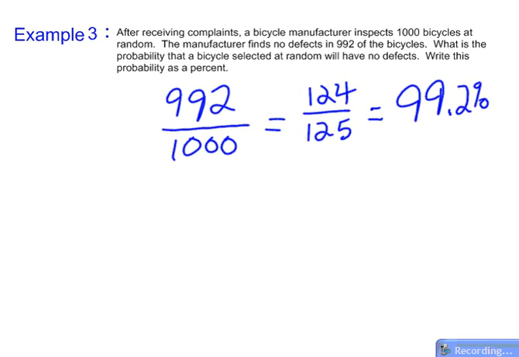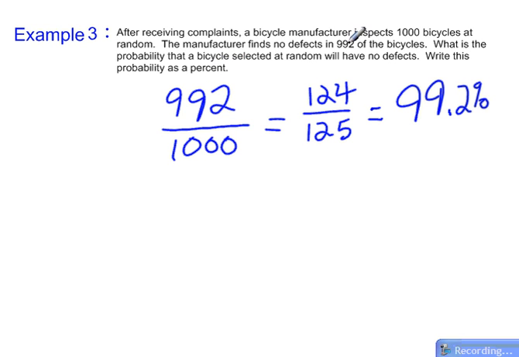Example 3. After receiving some complaints, a bicycle manufacturer inspects 1,000 bicycles at random. The manufacturer finds no defects on 992 of the bicycles. What is the probability that a bicycle selected at random will have no defects? We're going to write this probability as both a fraction and a percent. I've already got this one worked.